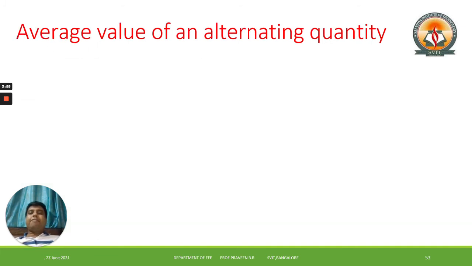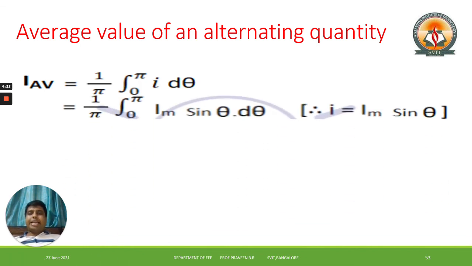Next, coming to the average value of an alternating quantity. It is also defined as the mean value of the current or voltage. I take the mean value as 1 by pi. Instead of taking the square of current, here I am taking only the mean value of current. So I take i, and i is replaced by Im sin theta.